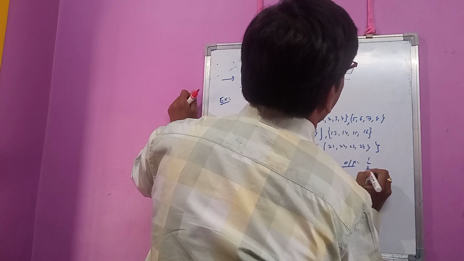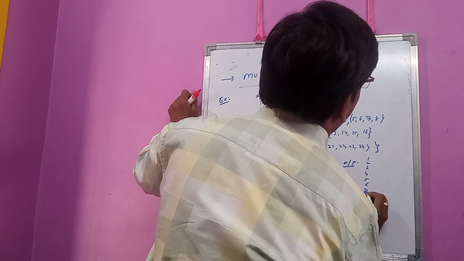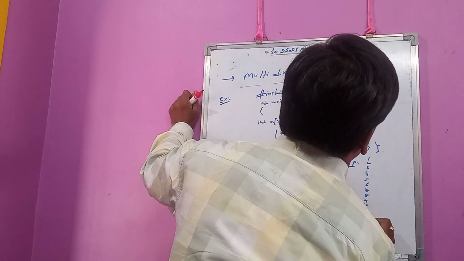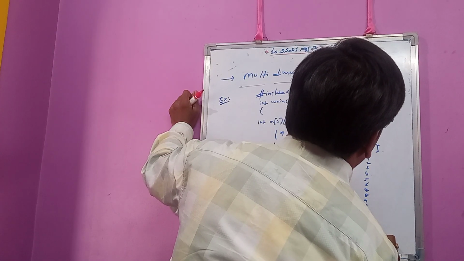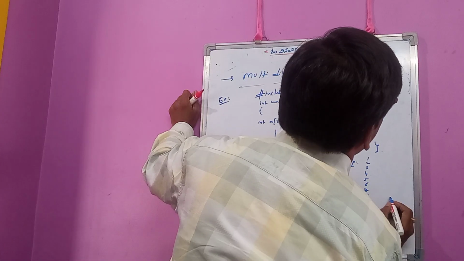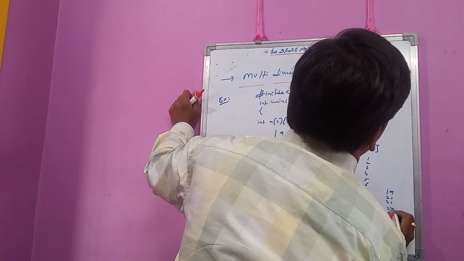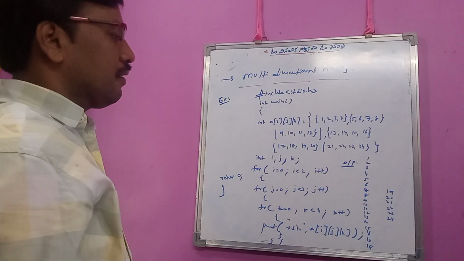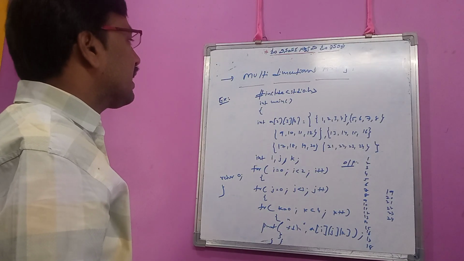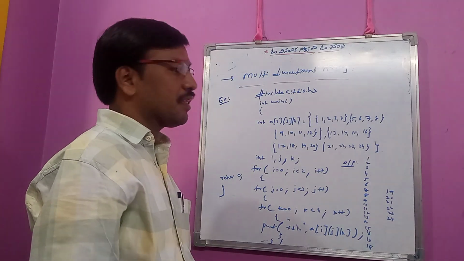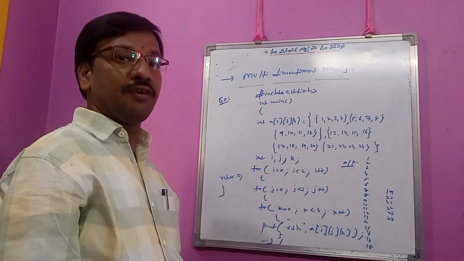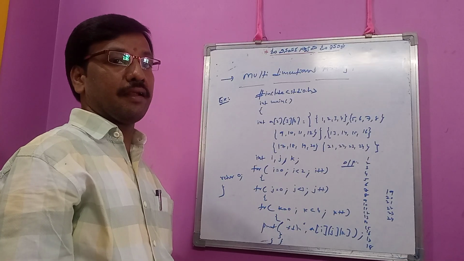Now we will get this output: 1, 2, 3, 4, 5, 6, 7, 8, 9, 10, 11, 12, 13, 14, 15, 16, 17, 18, 19, 20, 21, 22, 23, 24. It will display these values. This is a multi-dimensional array. This is the array concept in C: one dimensional array, two dimensional array, multi-dimensional array. Thank you.